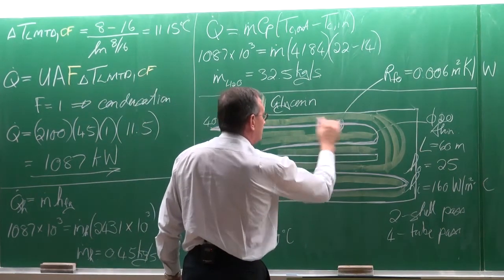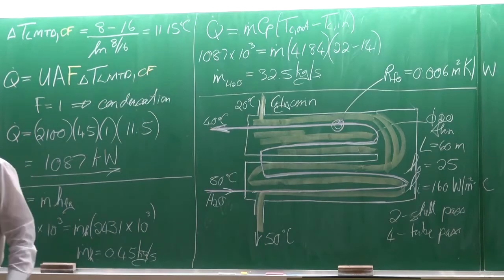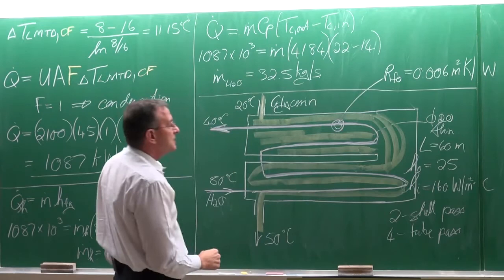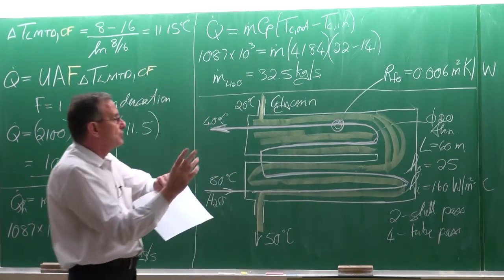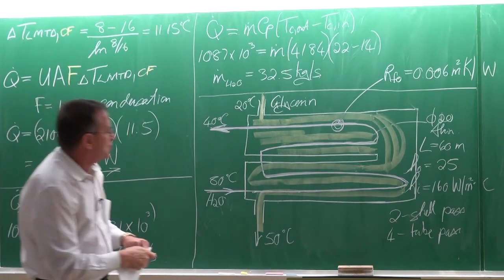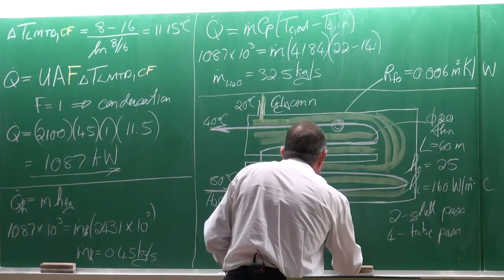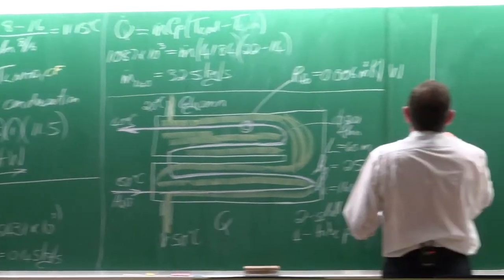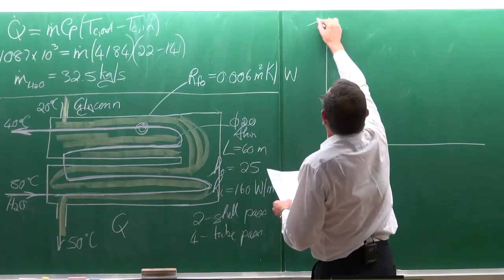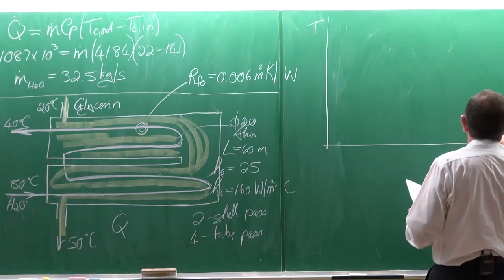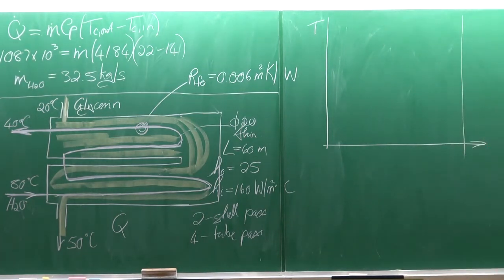The heat transfer rate occurs on that surface, and the total length of this tube is 60 meters. The heat transfer coefficient on the outside of the tube is 25, on the inside it's 160, and we have to determine the heat transfer rate. Okay. Now, as I've mentioned previously, although this is not a parallel counterflow heat exchanger, we make it as if it is a counterflow heat exchanger.